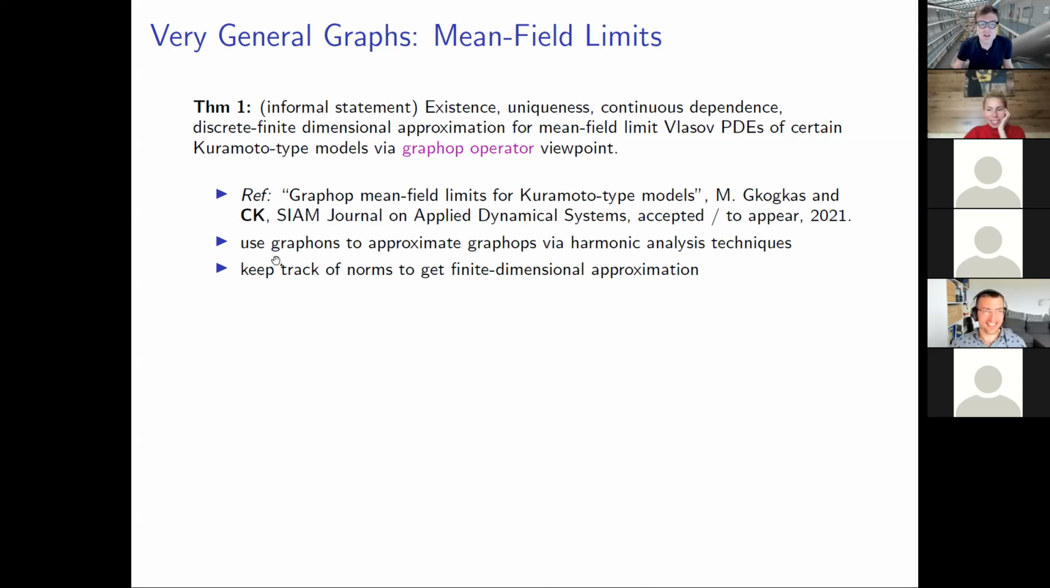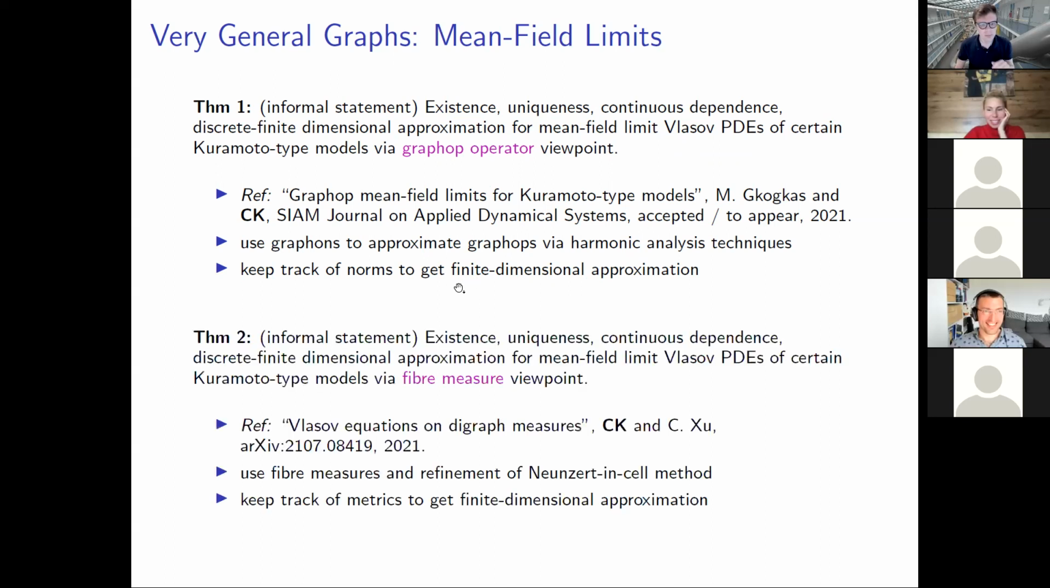And then we are using Graphons in this paper to approximate Graphops via harmonic analysis techniques. So the natural idea was, okay, we have operators that we want to represent. Why not reuse the existing results about Graphons, approximate my Graphop by a sequence of Graphons, and then show, okay, as long as I can do this approximation in a suitable sense, and we use some nice harmonic analysis techniques to do that, then indeed you get a well-defined Vlasov equation. And you can do this keeping track of suitable norms, effectively.